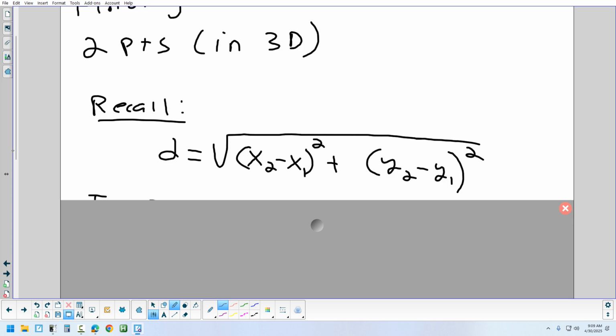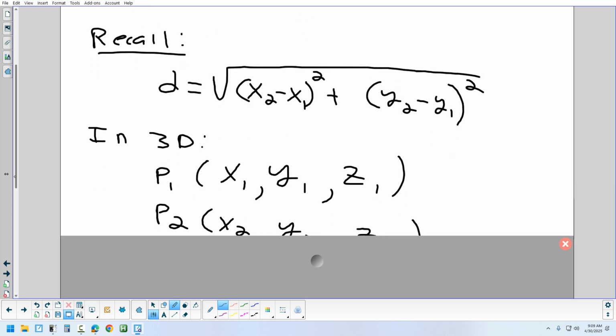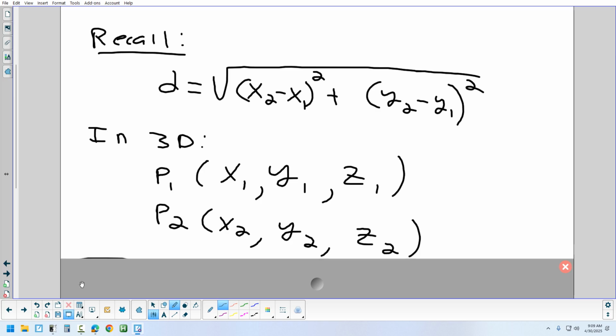So in 2D, you'd be given 2 coordinates. Each coordinate would have an x and a y value. Well, in 3D, we're going to be given 2 coordinates, but we're also going to be given a z value.